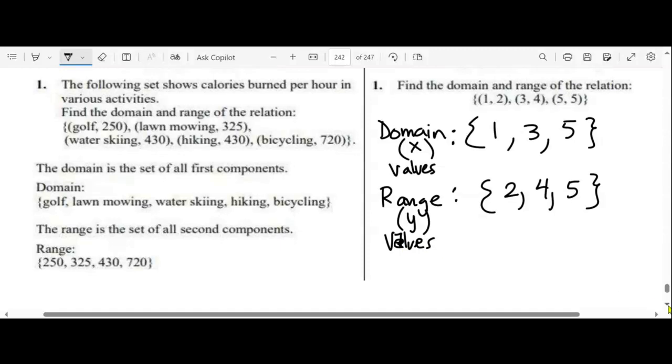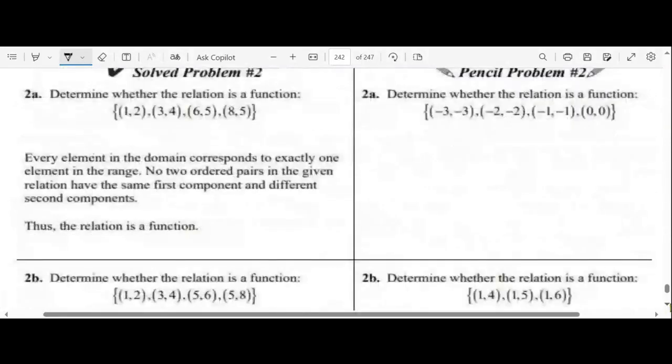So let's move to the next one. Function or not function, Muhammad? Function. Why? Because the x is not repeated. So you need to say function or not function, and conclude. We look at the x. If x is repeated, then it's not a function. Is x repeated? No. So it's a function. Is this clear, everybody? If you understand, raise your hand.